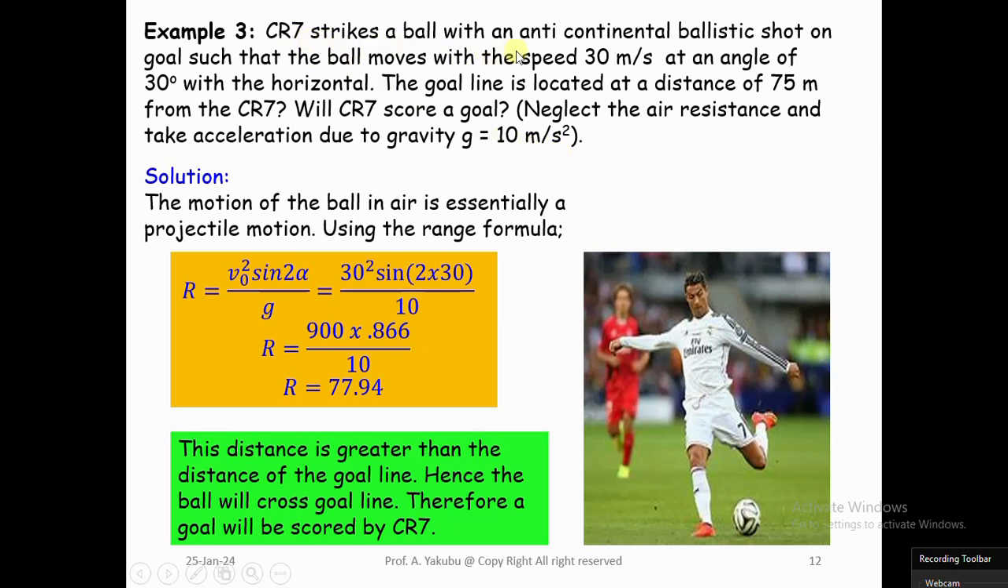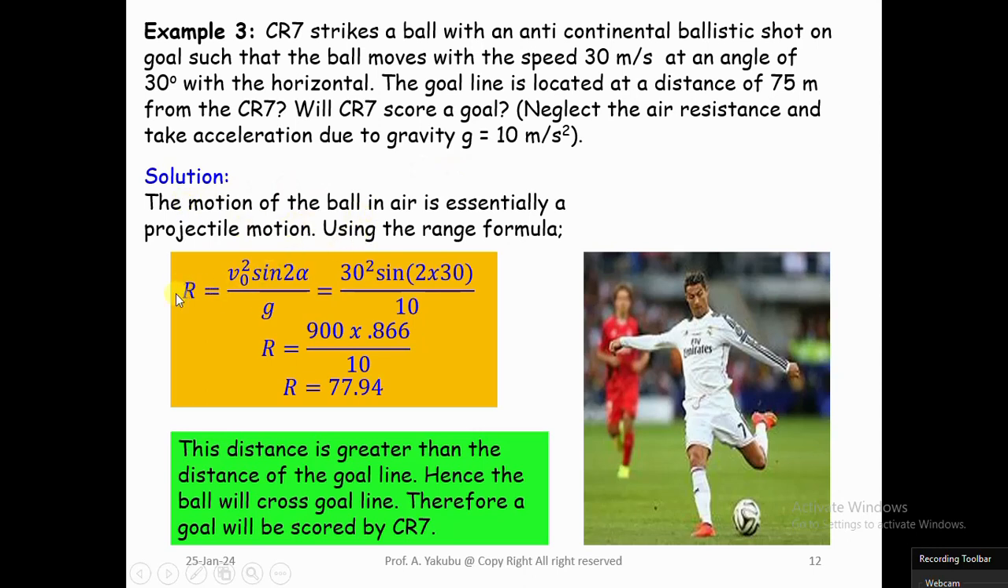Example 3. Cristiano Ronaldo strikes a ball with an anti-continental ballistic shot on goal such that the ball moves with a speed of 30 meters per second at an angle of 30 degrees with the horizontal. The goal line is located at a distance of 75 meters from Cristiano Ronaldo. Will CR7 score a goal? Neglect the air resistance, and take g to be 10.